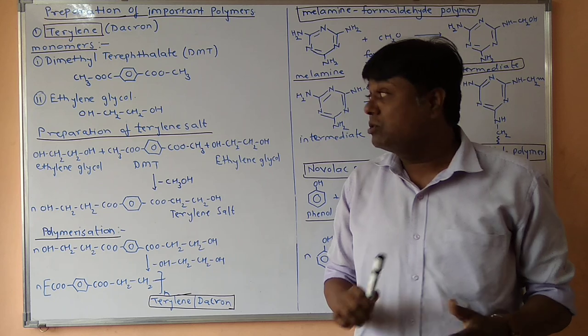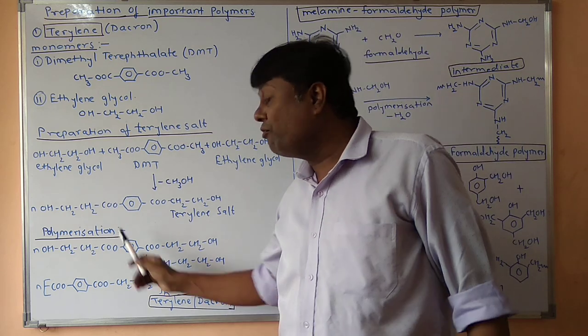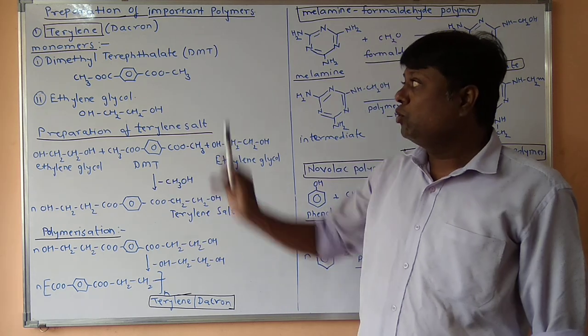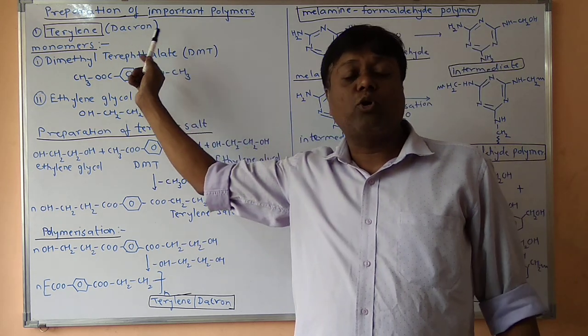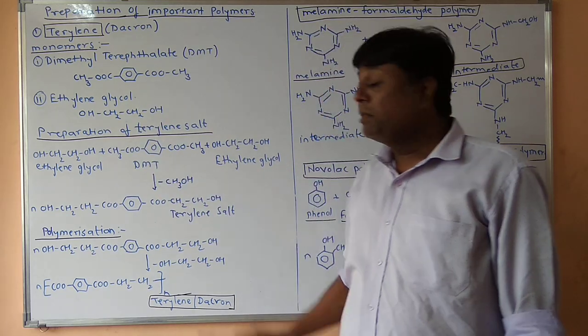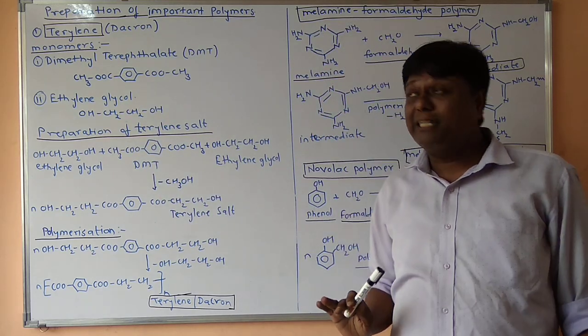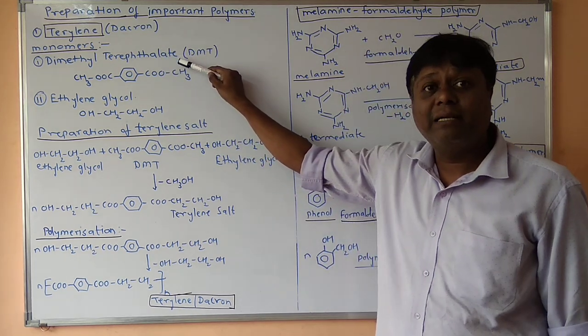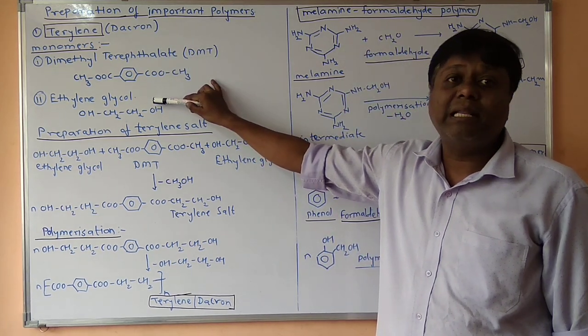Why? Because there is a presence of ester linkages, which is COO. So that is why terylene is also called a polyester fiber. Now the monomers required for the preparation of terylene are dimethyl terephthalate and also ethylene glycol.